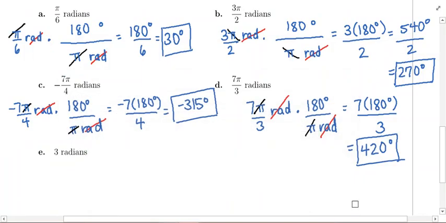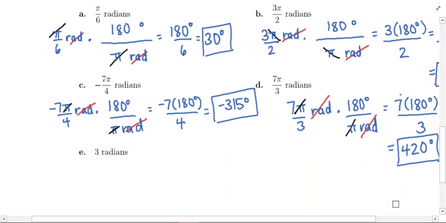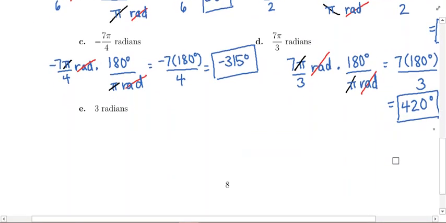I'm just checking myself. Yeah, A, B, C, and D have come out really nice numbers, so I haven't bothered with the decimal approximations. That will be a different story in part E. In part E, you have 3 radians. There's no pi here. If you have a radian measure, there doesn't have to be a pi. Usually there will be a pi involved, but not always. It's okay to have 3 radians.